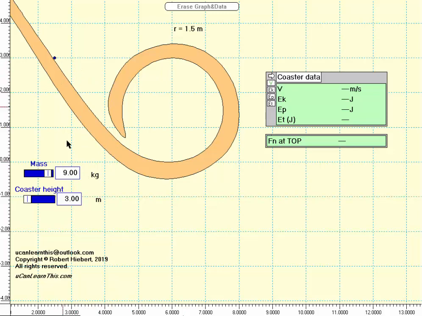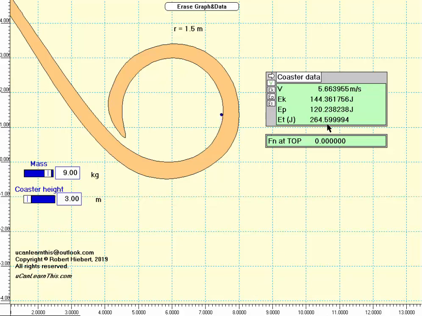The mass is 9 kilograms and the coaster height is 3 meters. That means this is the zero level. So the coaster is 3 meters above zero, which means that's the diameter of this loop, radius of 1.5. Okay, let's run it, see what happens. Oh my goodness, that wasn't good enough. So if we back up somewhat, that's very slow, isn't it? Let's back up a little quicker. Okay, there we go.